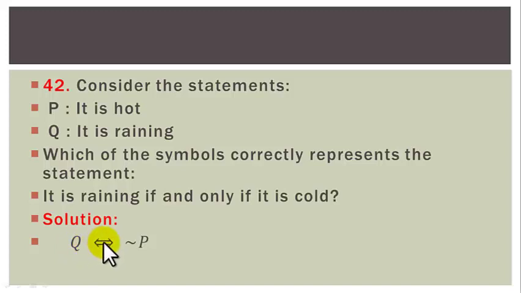This symbol represents if and only if. It is cool. Since P denotes it is hot, then the symbol here means it is not hot. And we know if it is not hot, it is cool. So that statement, it is raining if and only if it is cool, is symbolized Q if and only if not P.